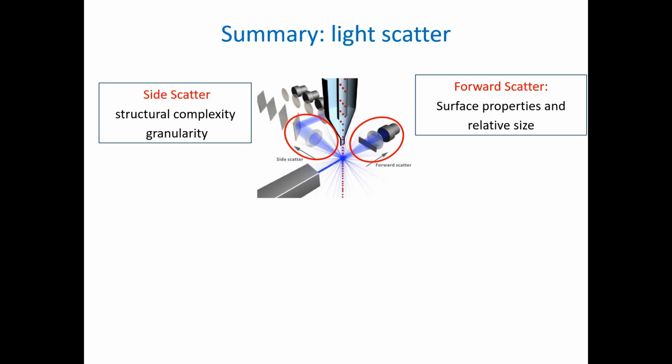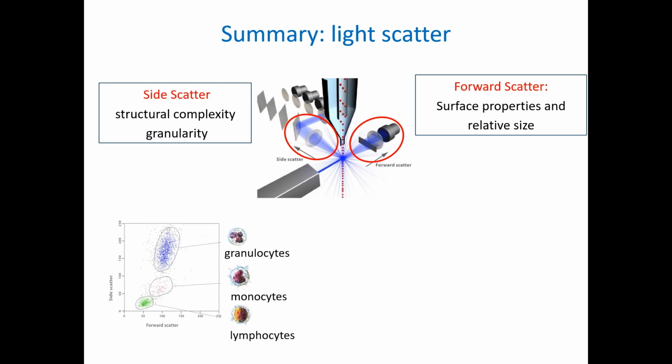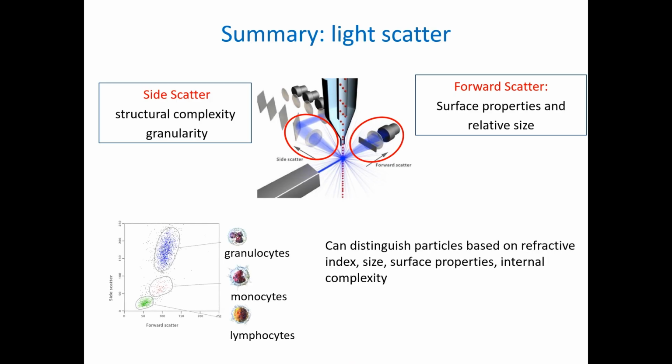We measure the scattered light in two directions, forward scatter in the same axis as the laser beam, and side scatter at 90 degrees to the laser beam. The forward scatter gives an indication of the size and the surface properties, while the side scatter is more dependent on the structural complexity and granularity. This allows us to distinguish different populations of cells or particles based on refractive index, size, surface properties, internal complexity, but cannot be used to quantitate exact size.